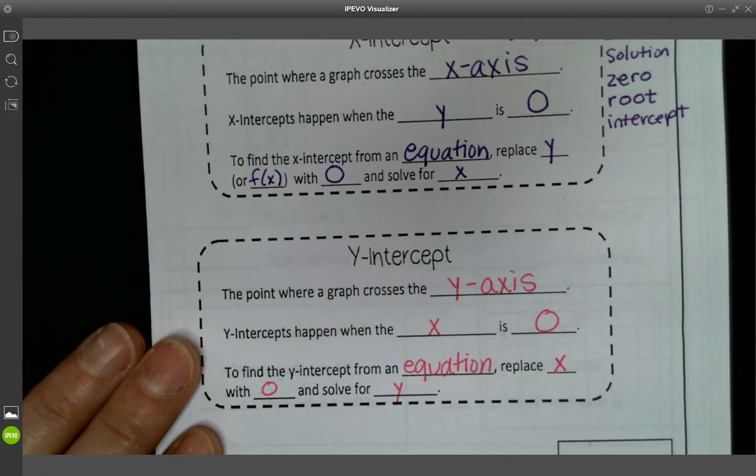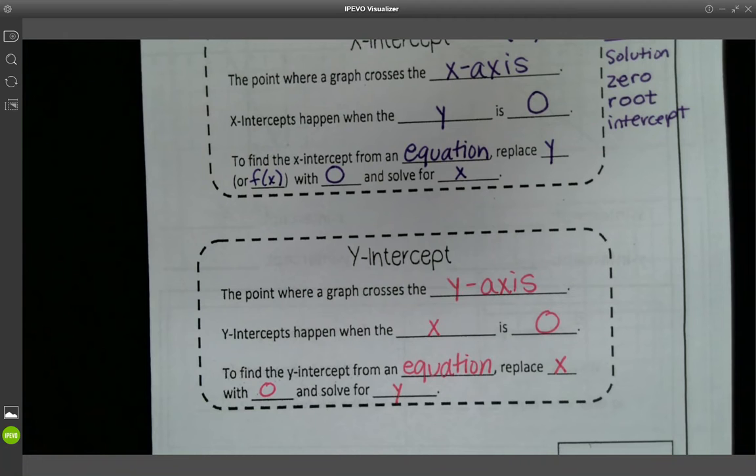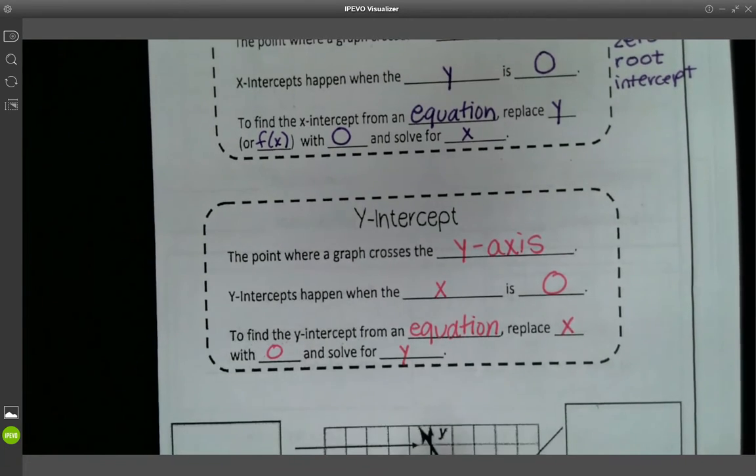You'll see x and y-intercepts throughout all of your high school math courses, as well as college algebra. We find the x and y-intercepts. So it's good to know it now and to have a foundation now, so whenever you get to those upper level math courses, you'll know what it's talking about.